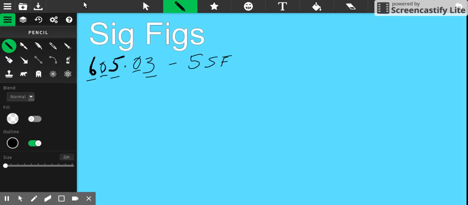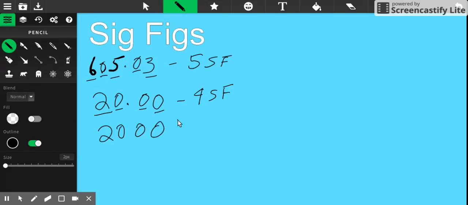Back to the review guide. 20.00. Well, rule 1, non-zero, significant. Then we have a decimal, and then we have some zeros at the end. They're terminating. So rule 3, there's a decimal, and these zeros terminate the number. They end it, so they count. There's 4 sig figs.